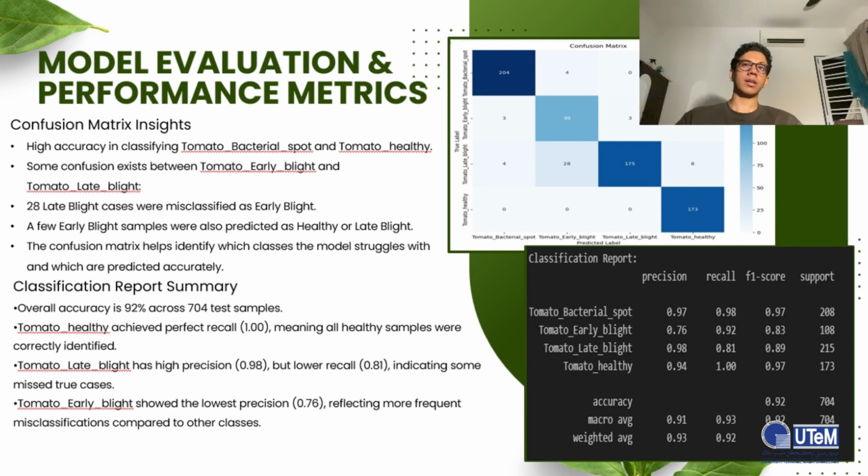The tomato late blight has an excellent precision of 98%, but a slightly lower recall of 0.81, meaning some actual late blight cases were missed. The tomato early blight showed the weakest performance with precision at 76%, indicating more frequent misclassification into neighbor classes. So these metrics highlight that while the model is accurate overall, some disease types, especially those with similar visual traits, can be hard to distinguish.